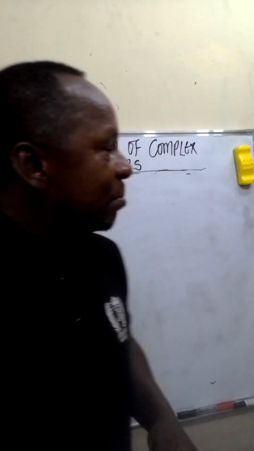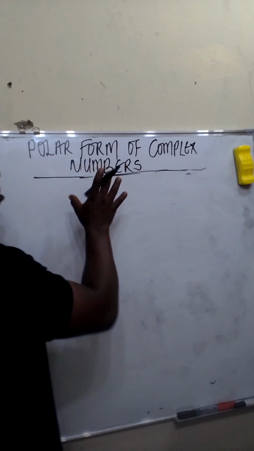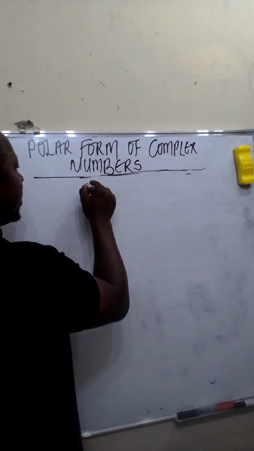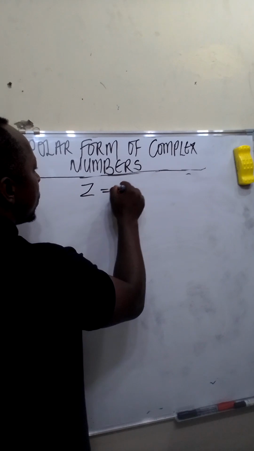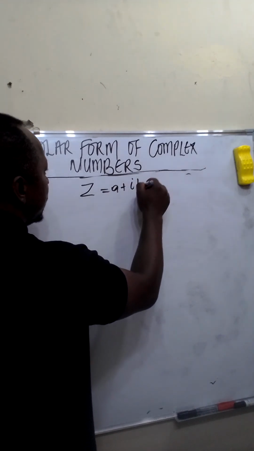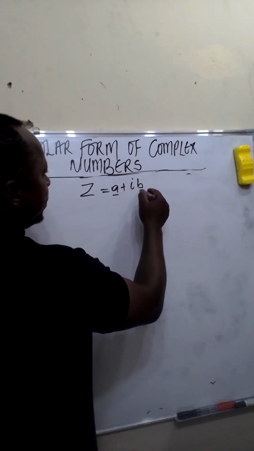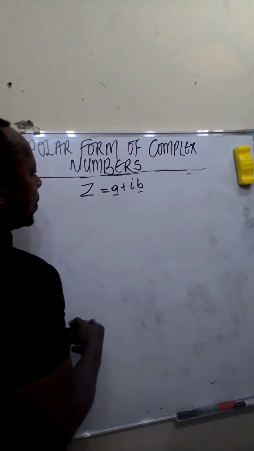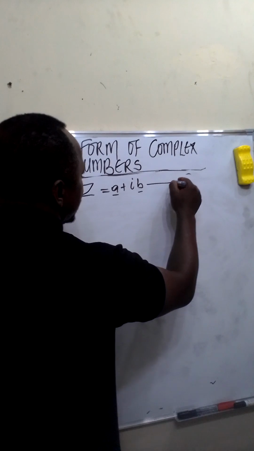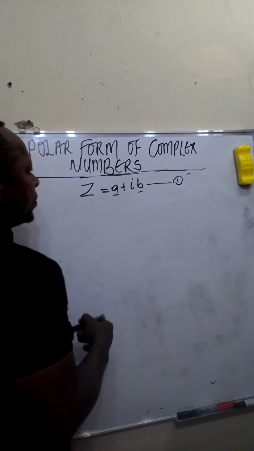Today I'll be talking about the polar form of a complex number. The standard form of a complex number is given as z equals a plus ib, where a is the real part and b is the imaginary part. Let's call this equation 1.